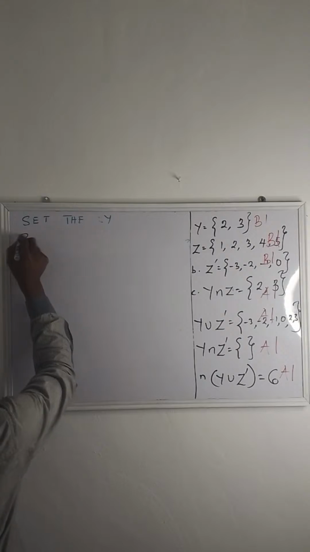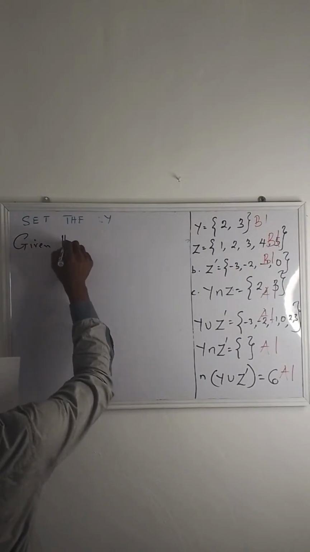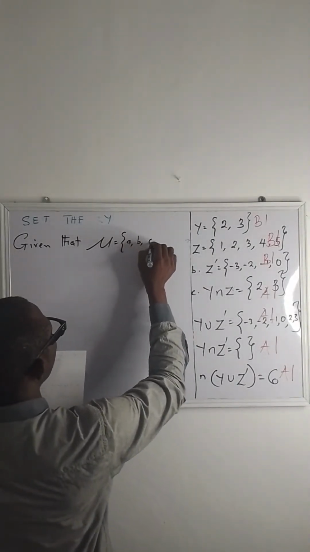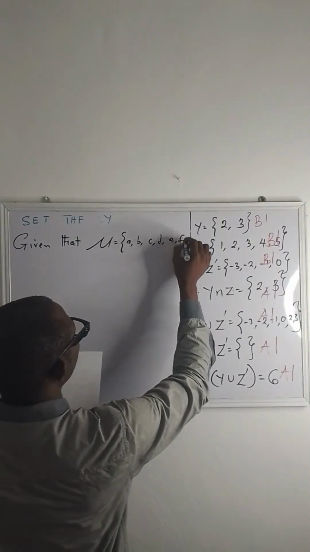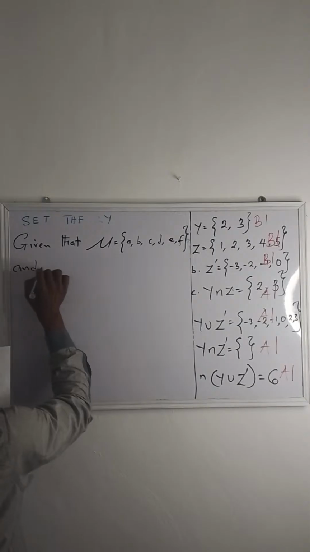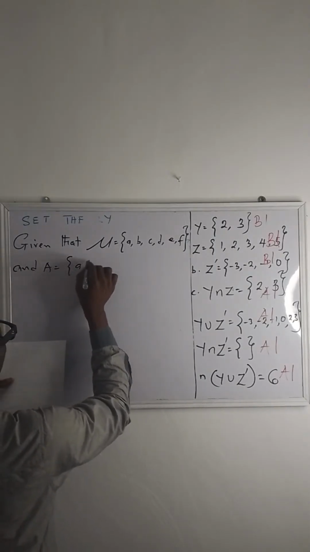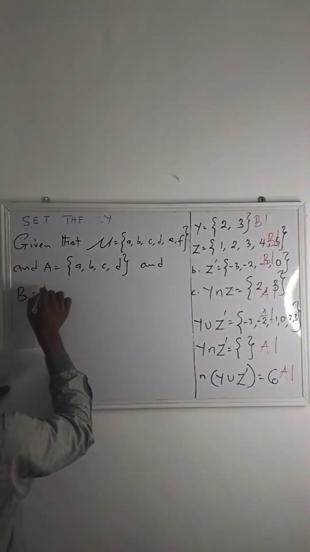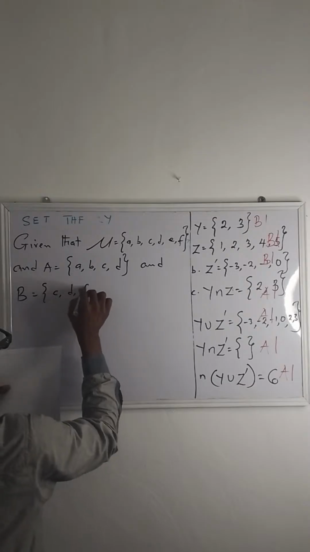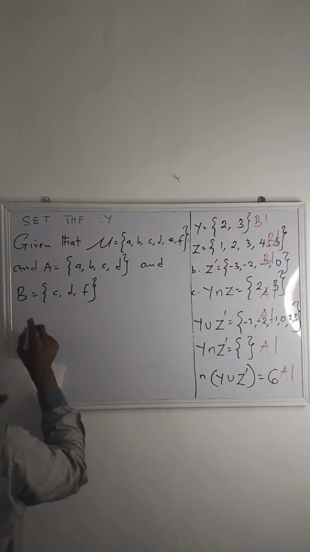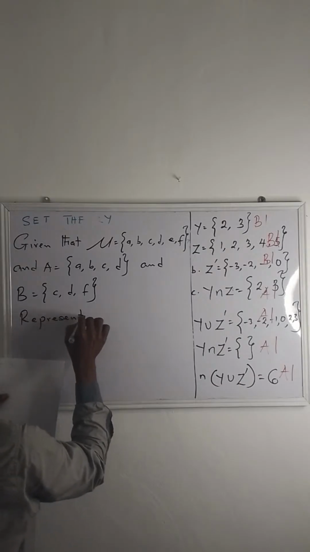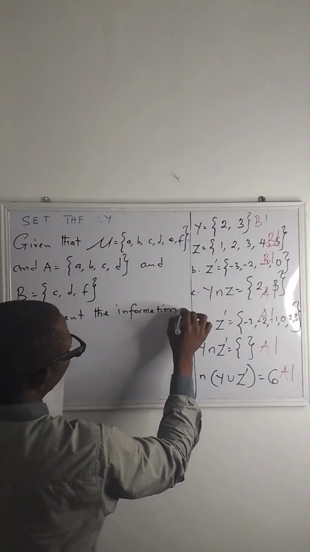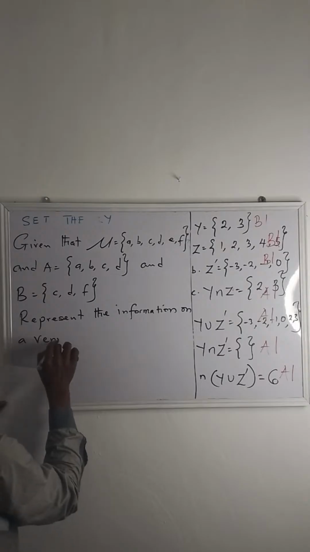Now, given that U equals the set of A, B, C, D, E, and F, and A equals the set of A, B, C, D, and B equals the set of C, D, F. Represent the information on a Venn diagram.